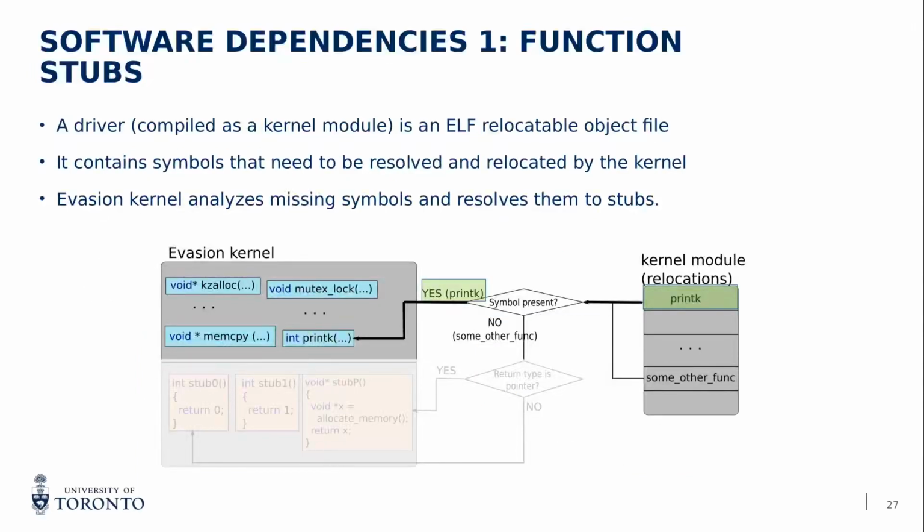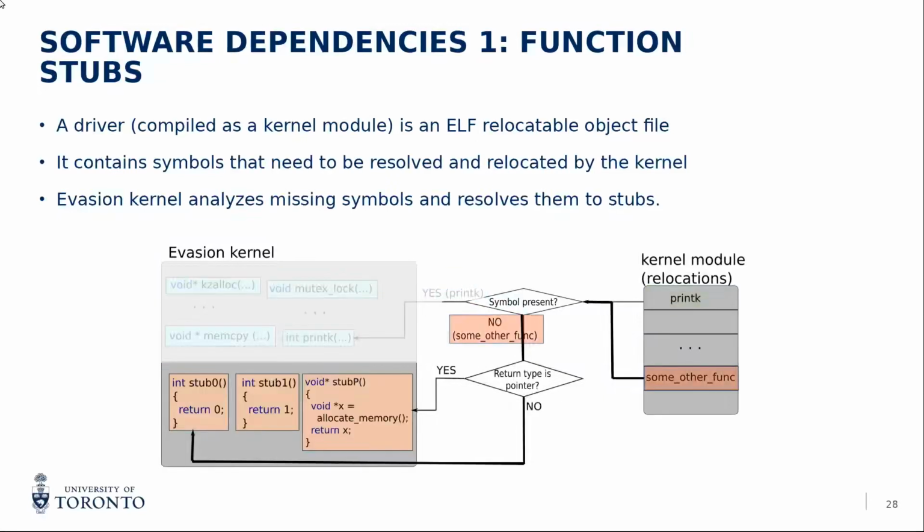In a nutshell, we simply replace these missing functions with function stubs. At the early stages of driver loading, the kernel does relocation. It maps function names that the driver uses to function implementations inside the kernel. In the case of a known symbol, such as printk, the evasion kernel just does the relocation as usual. In the case of missing symbols that are not implemented by the vanilla kernel and hence by the evasion kernel, our system maps them to a set of function stubs.